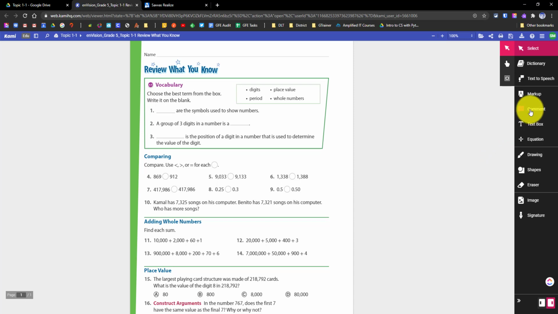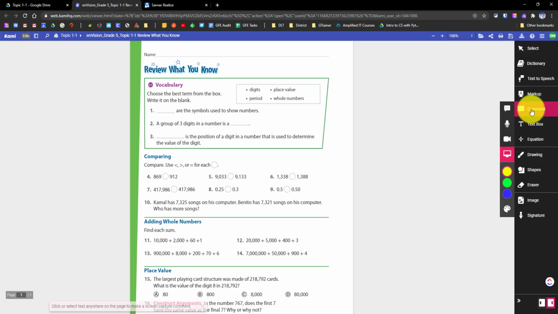What I'm going to do is come over to my right-hand side of my document, and it might be on the left on your computer, and I'm going to click Comment, and I'm going to insert a video comment. When I click the video comment, it's going to tell me at the bottom of the paper to click or select text anywhere on the page to make my video comment. So as soon as I click, it's going to insert my comment.